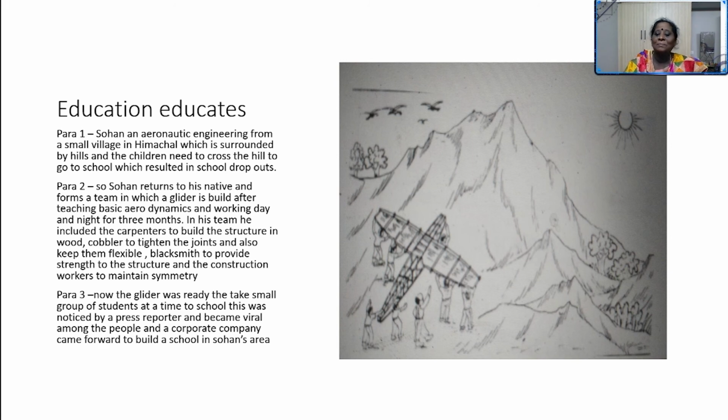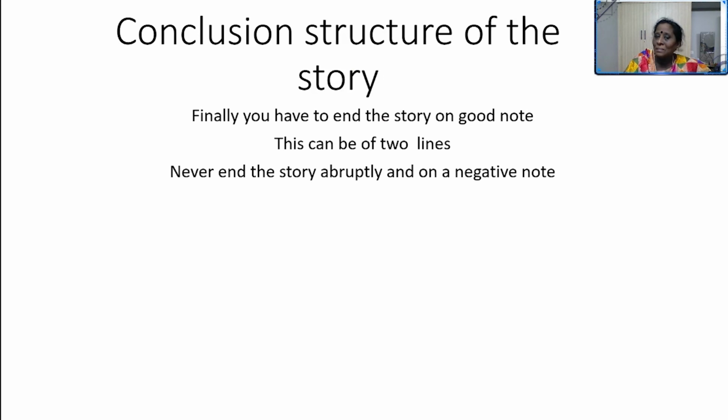Okay. Now, we also have to be very careful when we give the conclusion structure of the story. Whenever we end a story, we end the story on a good note. And this can be of 2 lines. But we should never end the story abruptly or on a negative note. And the task given is always completed, or the problem is always solved, and everybody is happy and satisfied. There is development and prosperity.